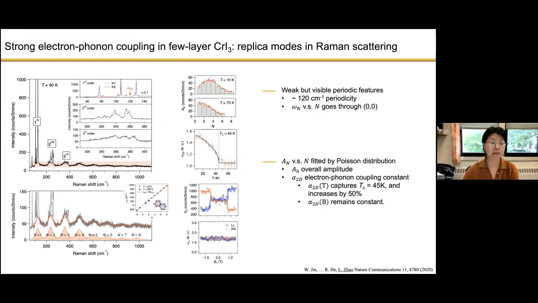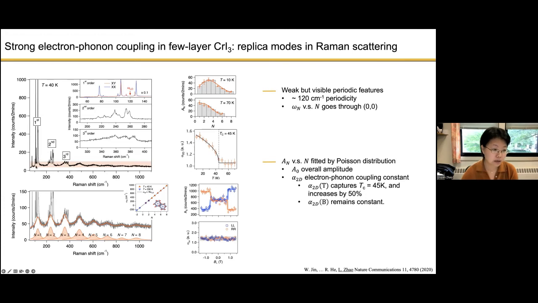So another thing we want to share in field layer is that we saw a very strong electron-phonon coupling in field layer chrome trioxide. This has been seen as this signature. So this is a wide range Raman spectra taken at field layer chrome trioxide.